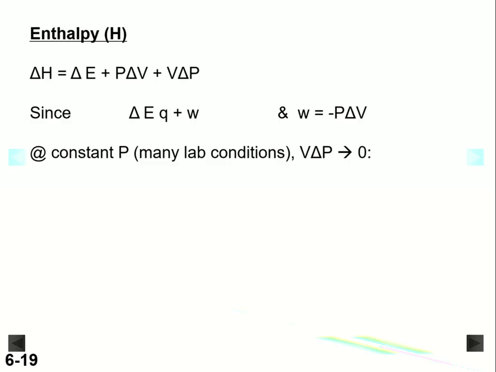So we can now plug these values in. So for delta E, we can put in Q plus W. For W, we can put in minus P delta V. And for V delta P, we can put in 0. And if we do that, we see all the following terms cancel out. So now we see something that's very curious. This is a very important concept right here. This is a key concept.